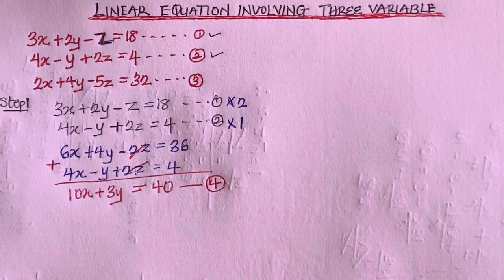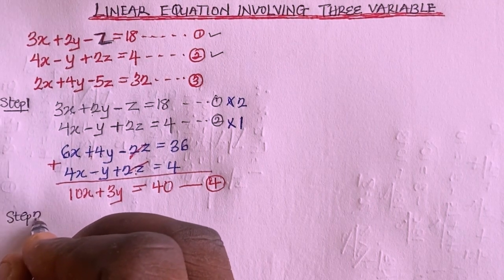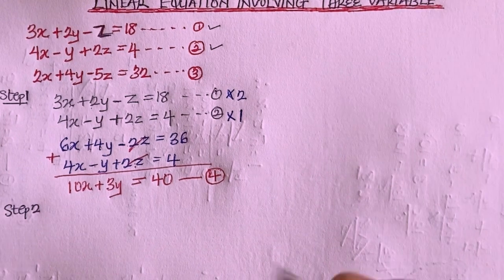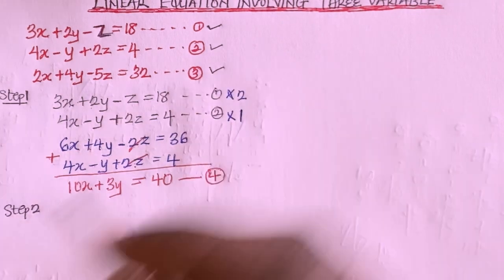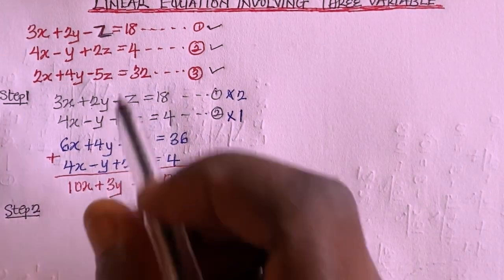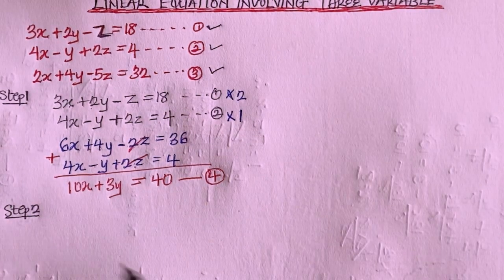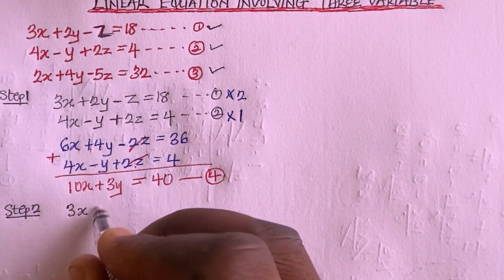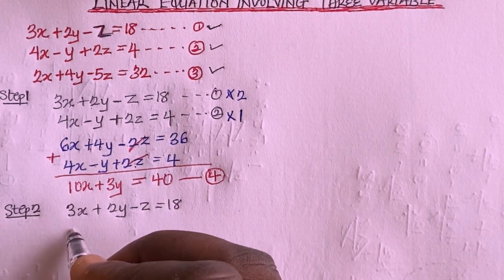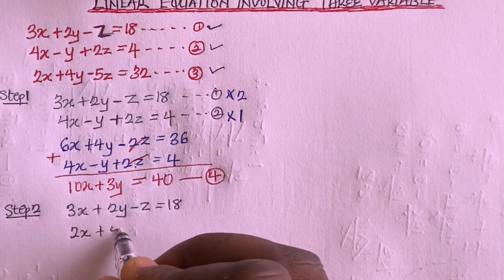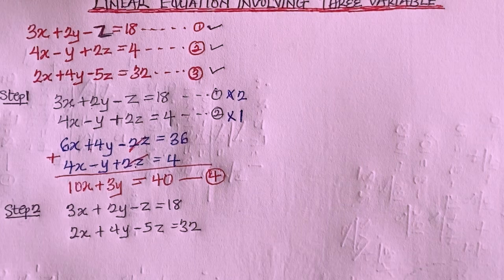After the first step, the second step is step 2. What you're going to do in the second step is check these three equations again. You can pick equation 1 and equation 3 again, so equation 1 will appear twice. Now you are picking equation 1 and equation 3. You have 3x plus 2y minus z equals 18. Then equation 3 is 2x plus 4y minus 5z equals 32.